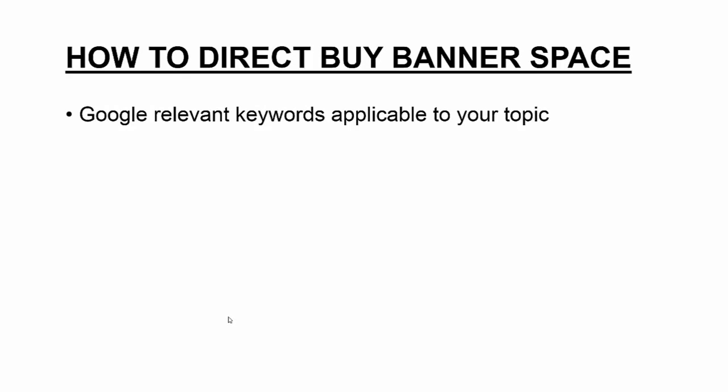If this interests you and you're looking to buy some direct banner space, what you want to do is Google the relevant keywords applicable to your topic. Go and scroll through most of the websites that come up when you Google those keywords, and just have a look around and see how suitable they would be for banner space. Just see if they do have banner space available and how good of a match they would be to your offer.